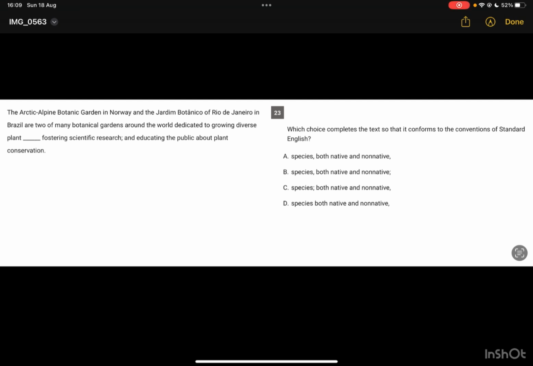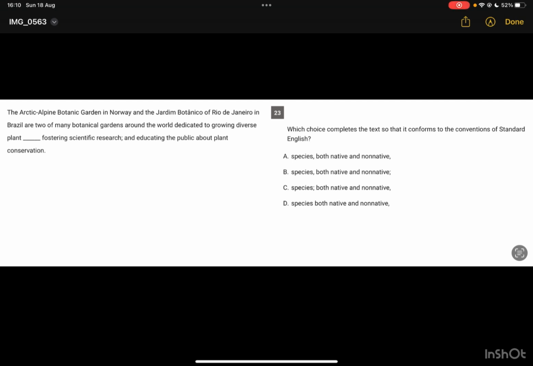The Arctic Alpine Botanic Garden in Norway and the Jardim Botanico of Rio de Janeiro in Brazil are two of the many botanical gardens around the world dedicated to growing diverse plant blank, fostering science research, and educating the public about plant conservation. Which choice completes the text so that it conforms to the conventions of standard English? So we're going to look over the answers.